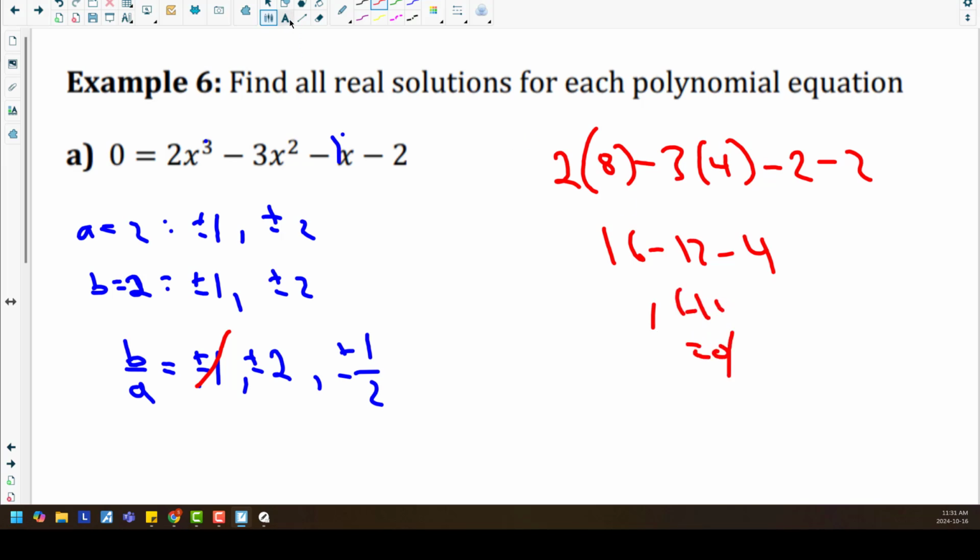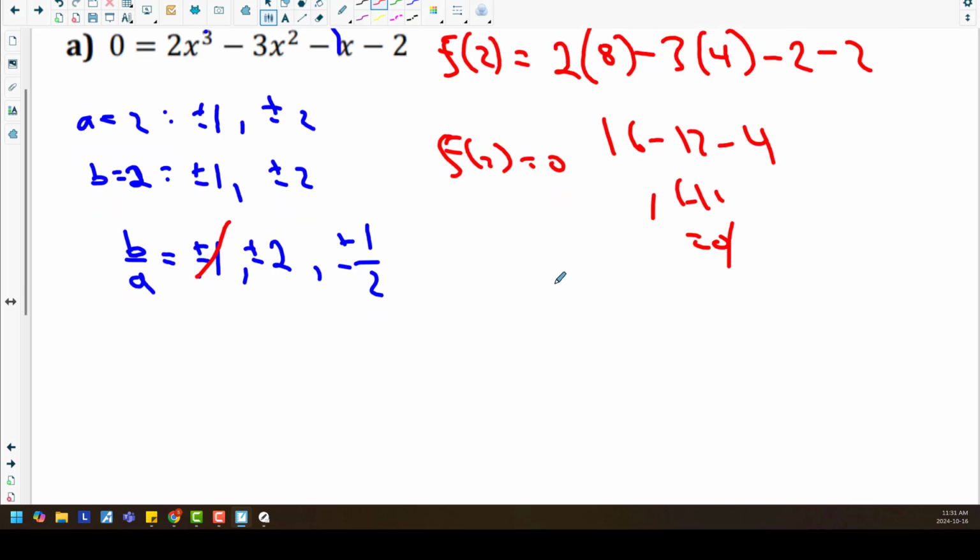Okay, so, all right. I thought there was a trick to this question. No, it doesn't look like it. I think that's it. So f of, what did we substitute? 2 gives us a value of 0. So the factor theorem means that x minus 2 is a factor of this equation here.